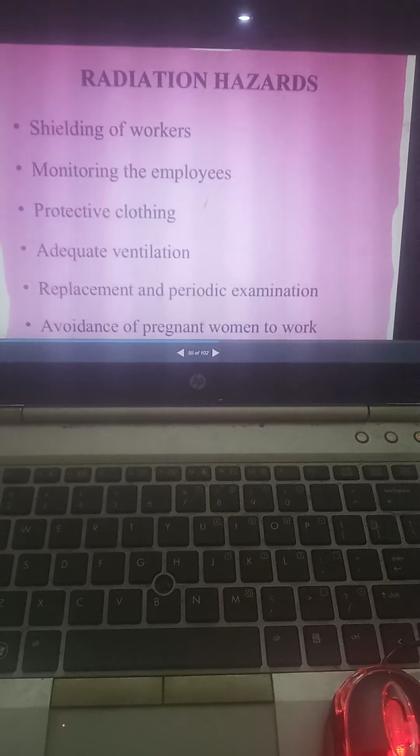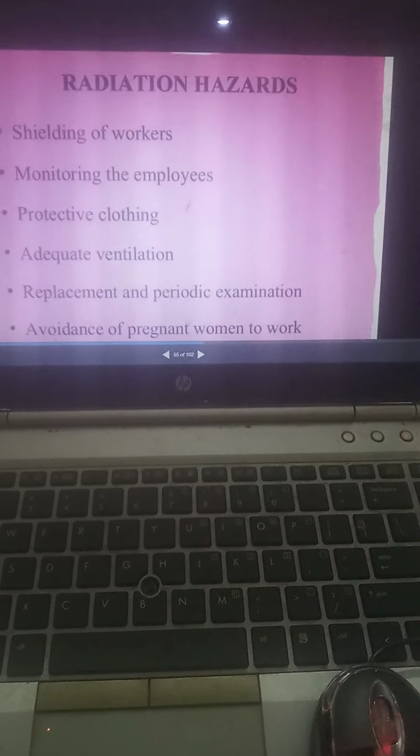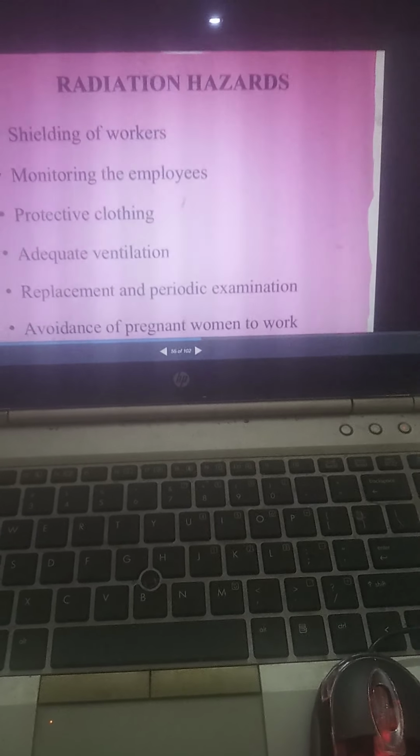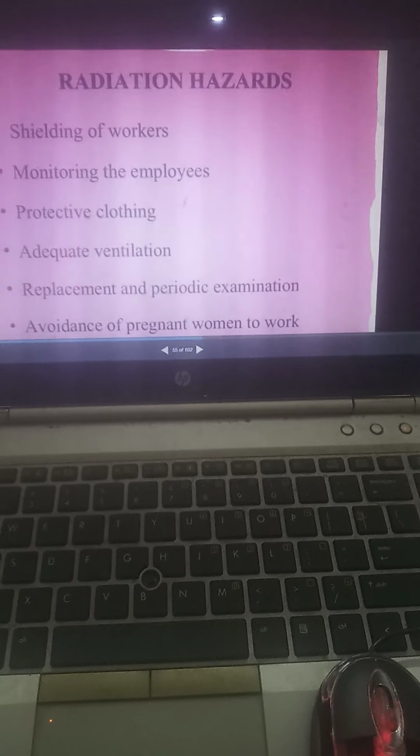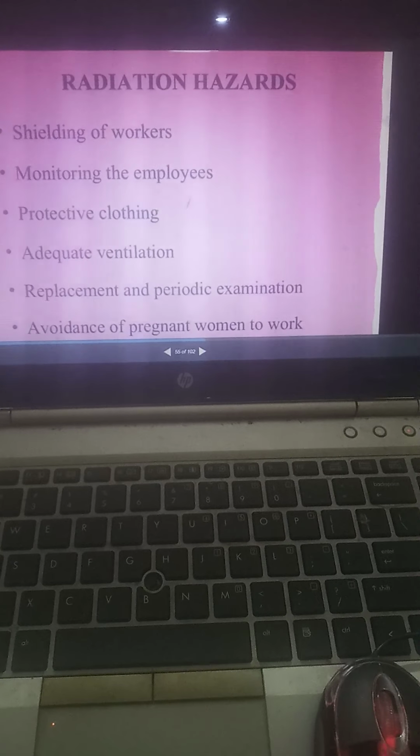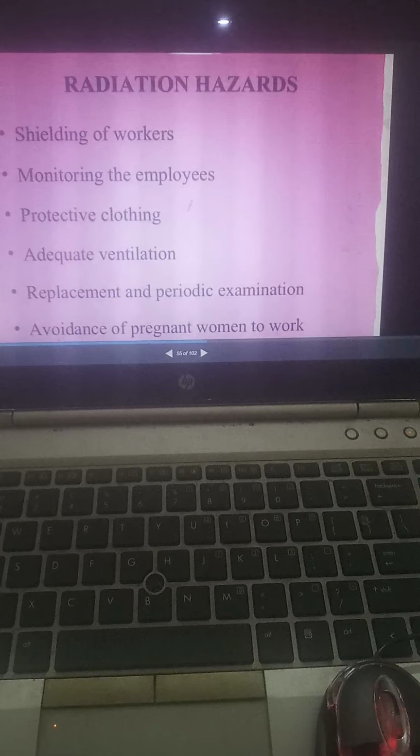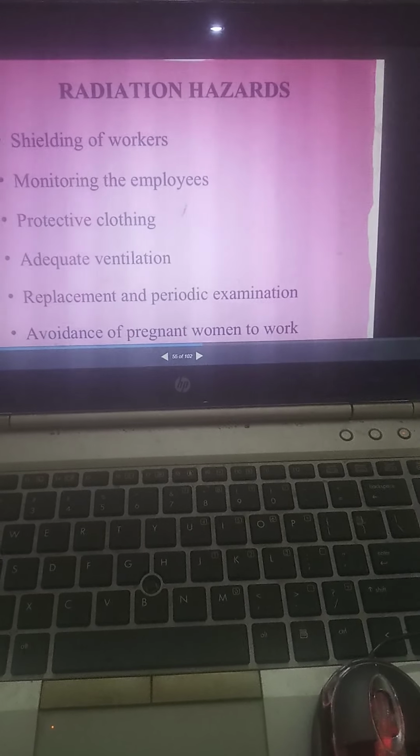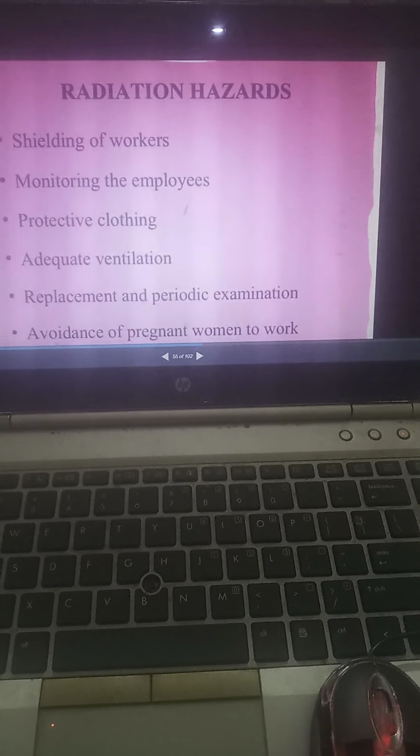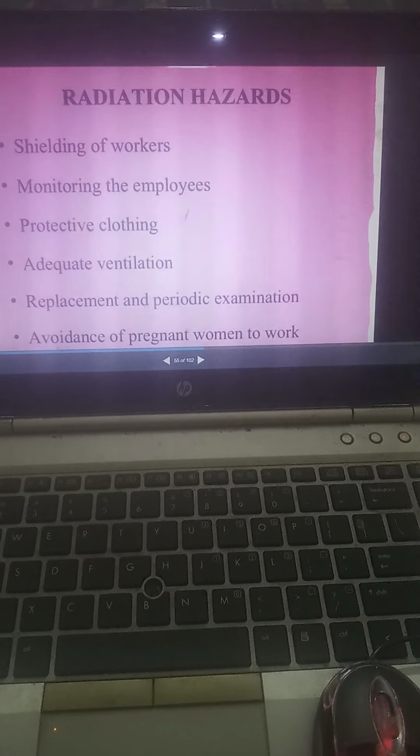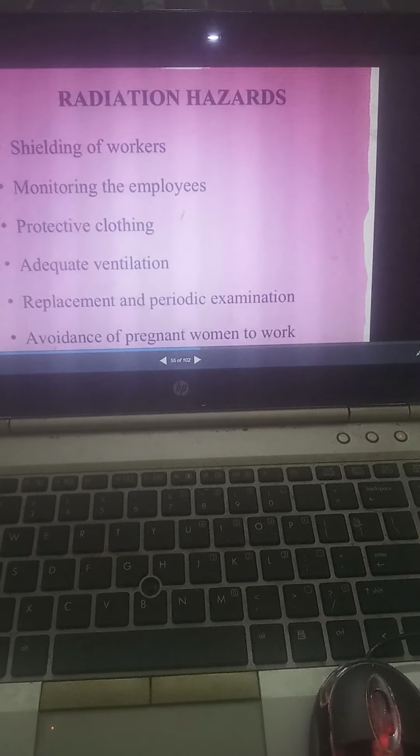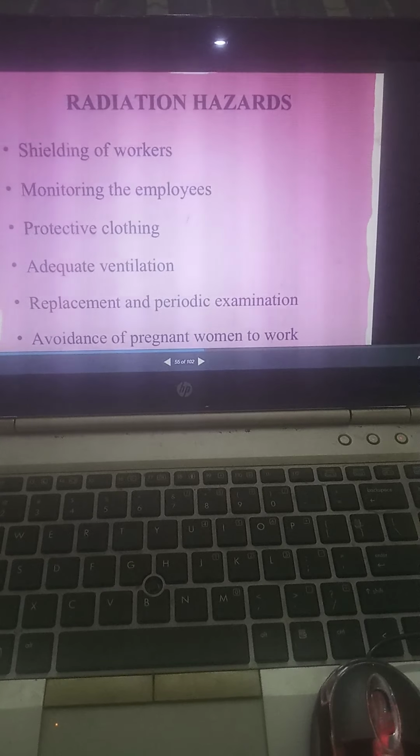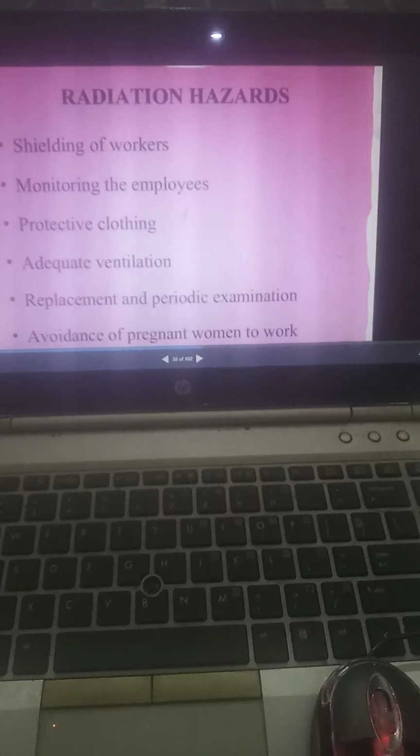There are certain factories, certain workplaces which have radiation hazards. Now, how can we reduce radiation hazards? We can do it by shielding of workers. For example, you can go and see in your x-ray rooms where a shielded cabin is present, where the x-ray technician goes when he takes a radiograph, so that his exposure is minimized.